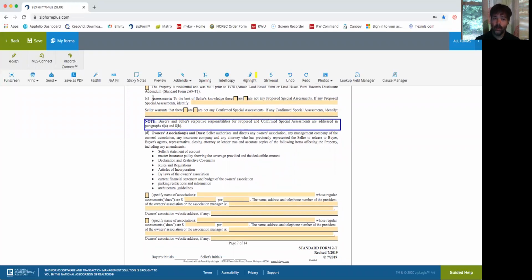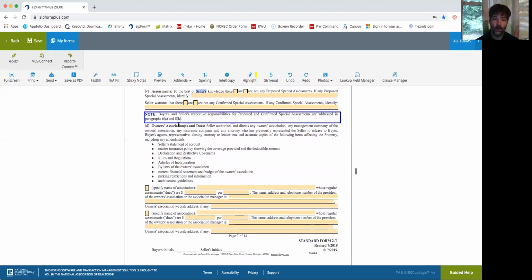Now, this is important. This is assessments. This talks about any proposed or confirmed assessments. The only thing we're saying here is that there are or there are not. Do not write "none known, if so, seller to pay." That's not appropriate in this capacity because we've already defined what they are and who pays them. Any confirmed assessment, the seller pays. Any proposed assessment would be the responsibility of the buyer. So we're just saying if there are any proposed or confirmed assessments here. And all we're doing is identifying those different ones and their amounts.